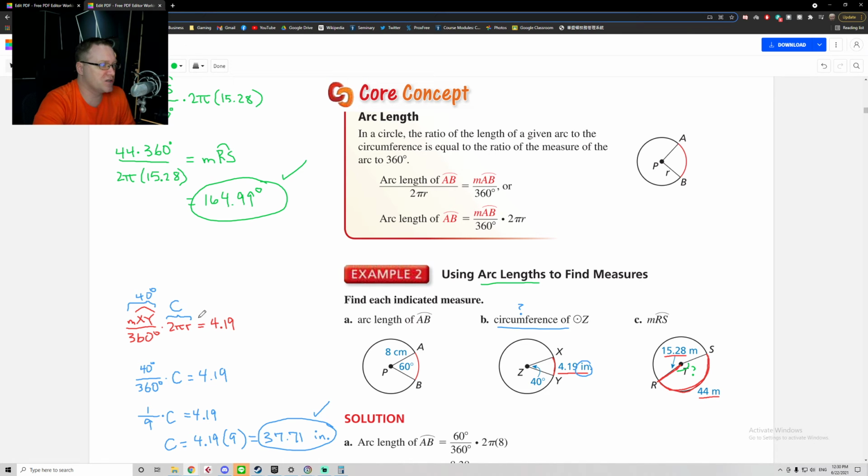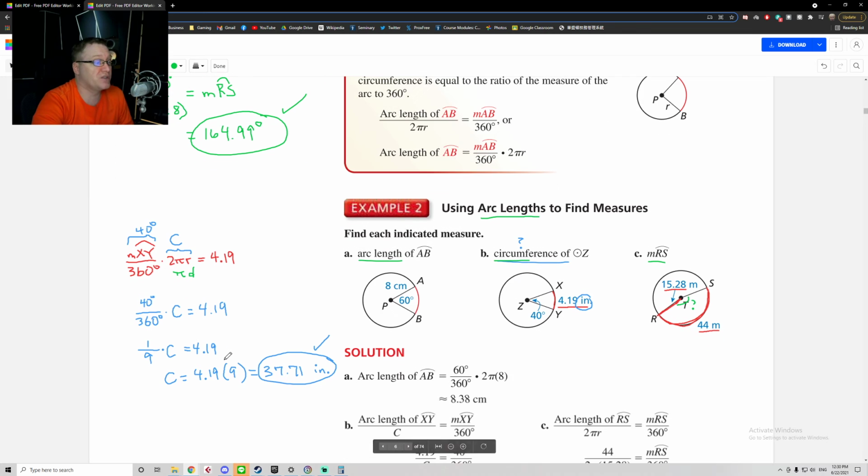So you need to know this arc length formula to find arc length, to find circumference, or to find the measure. We could also find a radius if they wanted us to, or if they wanted us to find a diameter, we could do that because 2 times r is the diameter. So this also is the same as pi times d, because 2r equals d. Okay, so that's how you do that.